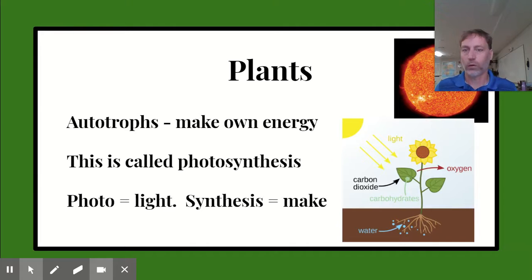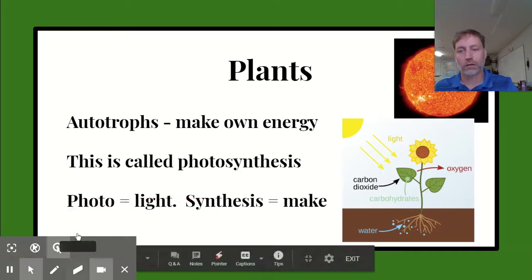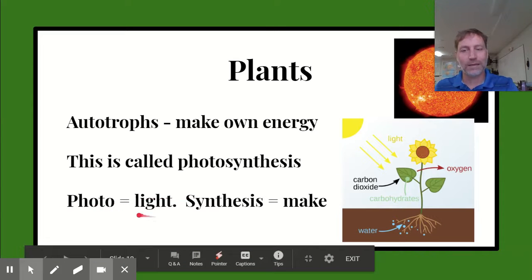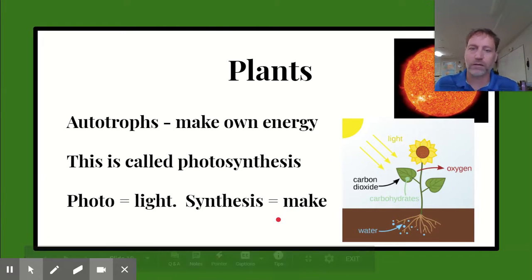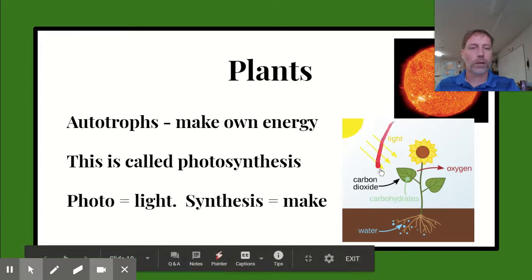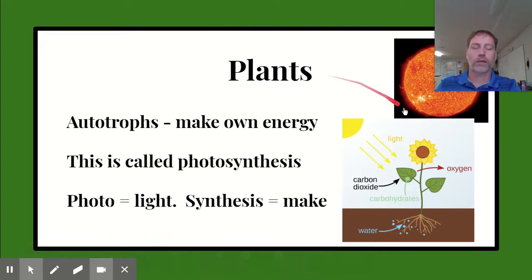That's what's called an autotroph. They make their own energy and they do a process called photosynthesis. Photo means light, synthesis means to make or a process. Synthesize, or to make or to process. It's a process of making something. All right. So how they do that is by the chemical reaction, which we'll learn a little bit later when we go into plants later in the year.